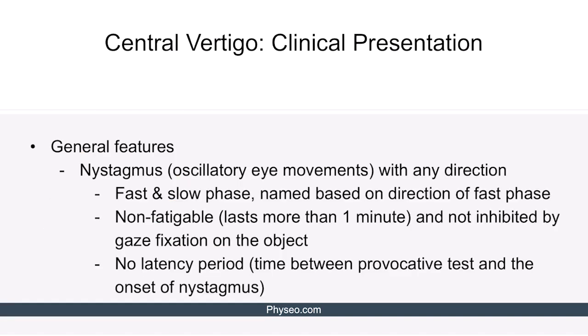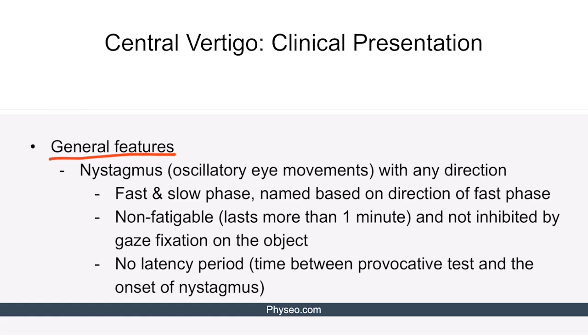Before we individually discuss the conditions that we mentioned on the previous slide, let's review the general features of the central vertigo. This information is super high yield in order to distinguish central from peripheral vertigo. Generally, any type of vertigo is commonly accompanied by nystagmus, that is, oscillatory eye movements. Central vertigo can have nystagmus with any direction, namely horizontal, vertical, torsional, or combination of any of these.